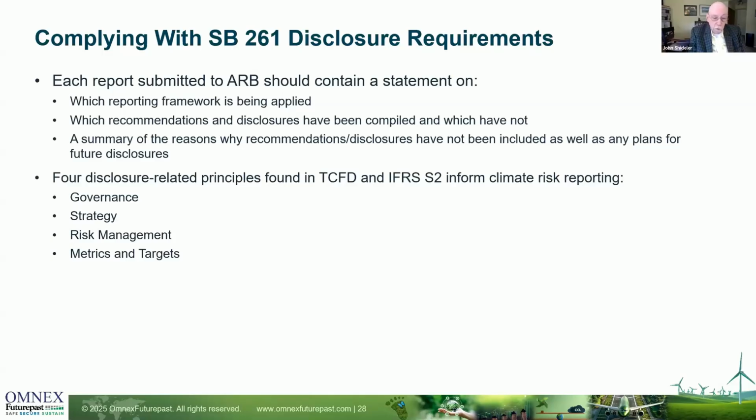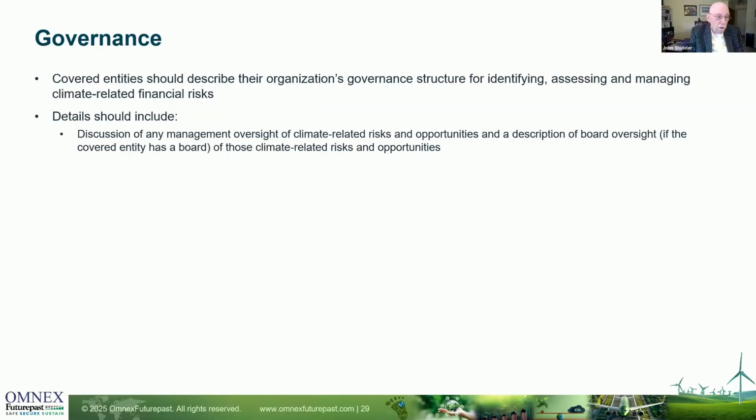ARB expects that climate risk reporting will report on governance, on strategy, on risk management, and metrics and targets. So what are these and where do they come from? Well, they come from these reporting frameworks, which call out these 4 particular items to disclose. The details should include the management oversight of climate-related risks and opportunities, and if the company has a board of directors, what the board oversight mechanism is.